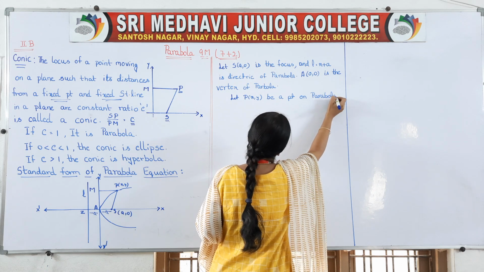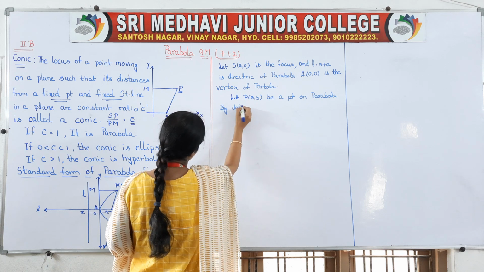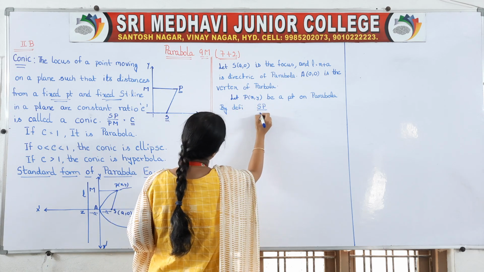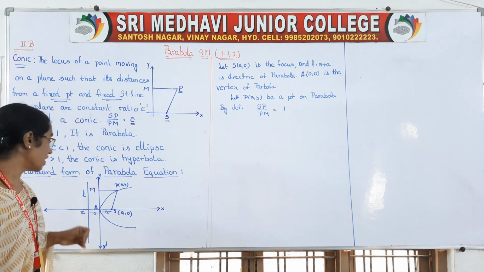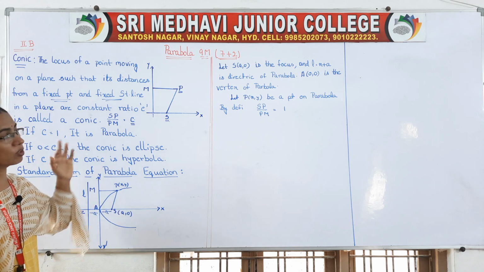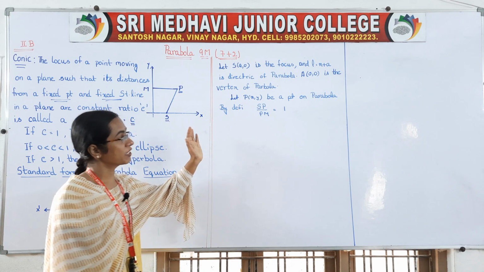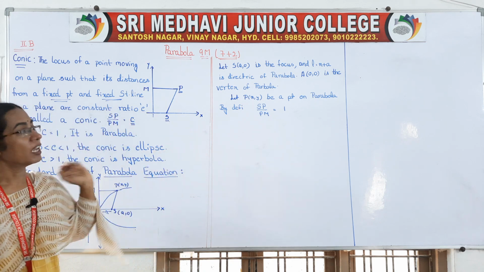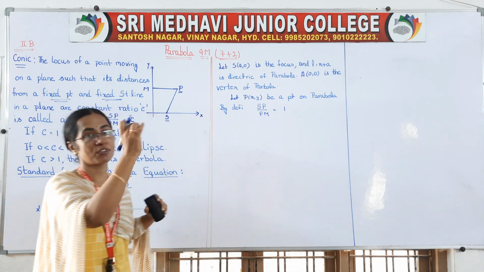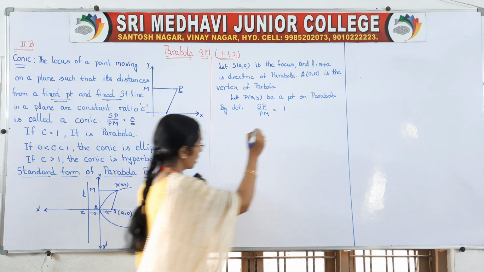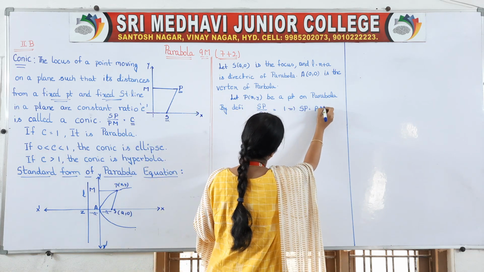So what happened? By definition, what is the geometrical condition? By definition, SP by PM is equal to 1. The point maintains a constant ratio of the distances from a fixed point and fixed line. That fixed point is called focus and fixed line is called directrix. So it is SP is equal to PM.